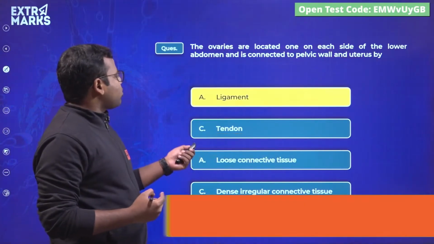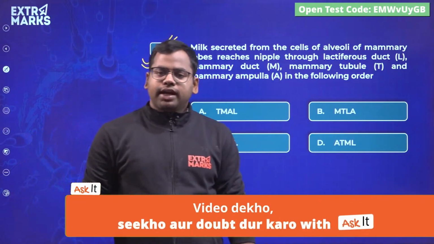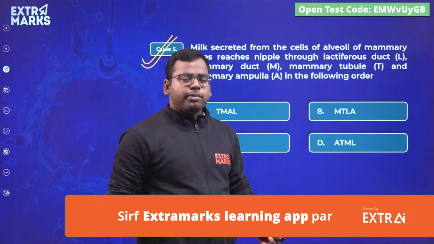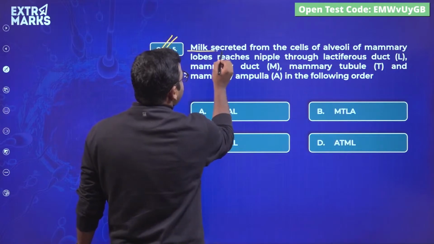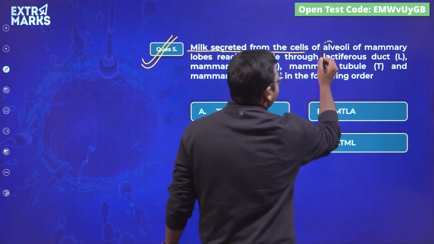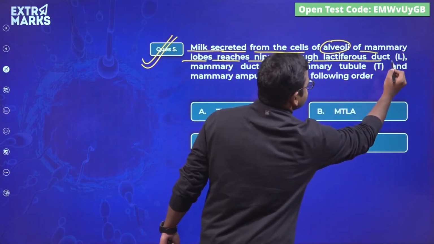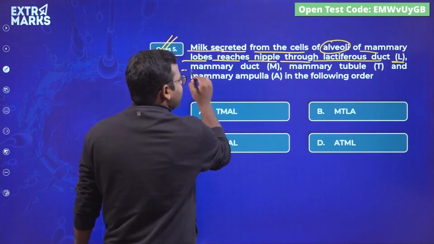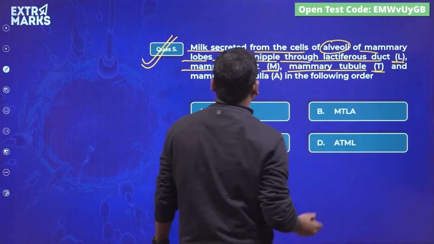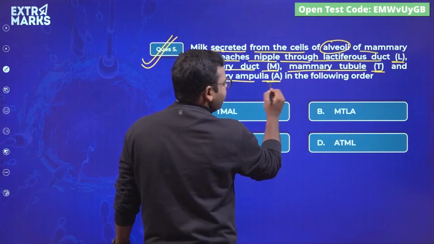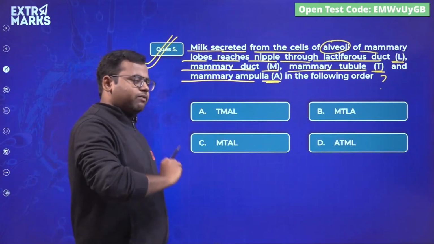So moving ahead with the next question, question number 5. This is again very important. This is from the mammary glands, right? Mammary glands, you know, are an integrated part of the female reproductive system. From that part you can see milk is secreted from the cells of alveoli of mammary lobes, reaches the nipple through lactiferous duct, which is denoted by L, then mammary duct, denoted by M, then mammary tubule, denoted by T, and then finally ampulla, denoted by A, in the following order.